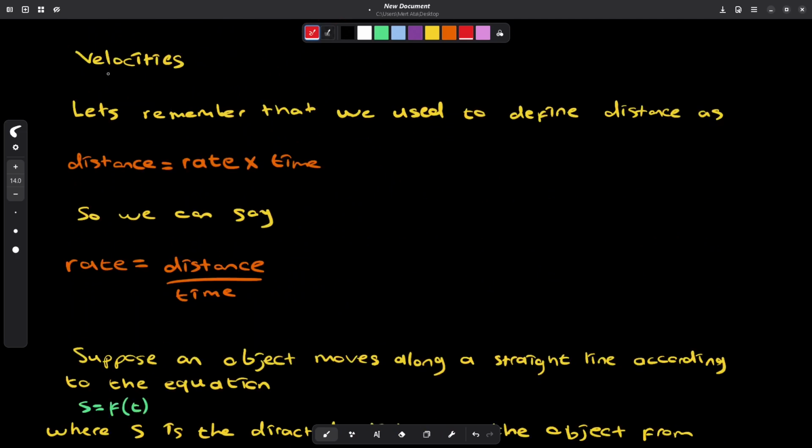Now, we will have a look at velocities. We will look at the relationship between distance, rate, and time. If you took any physics classes, you are probably already used to these. But first, let's remind ourselves that distance is equal to rate multiplied by time. So we can say rate is equal to distance over time, which is speed, right?